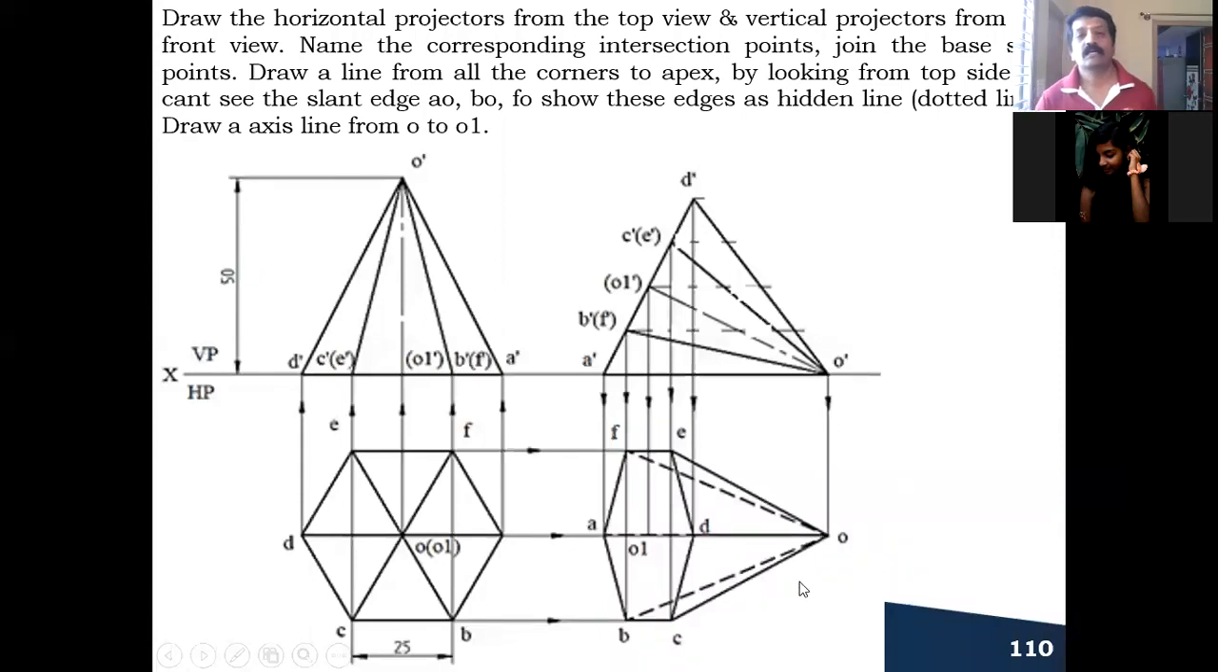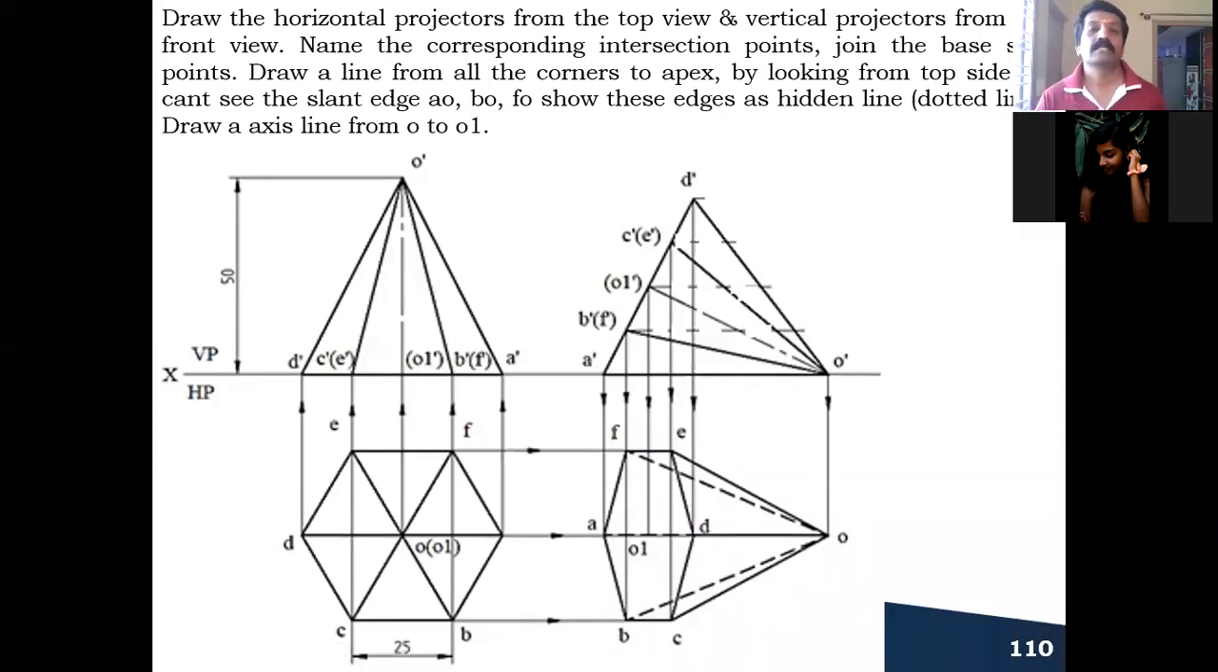After getting all the points, first we always need to join all the base points. Since you are looking from the top, from here you are looking, the entire base of the pyramid you can see. That's why A, B, C, D, E, F, all these corners you join with the visible edge. That is the entire base you can see.